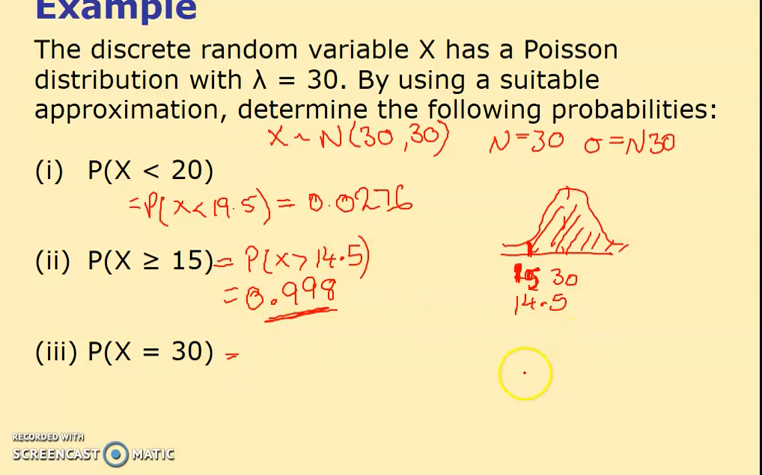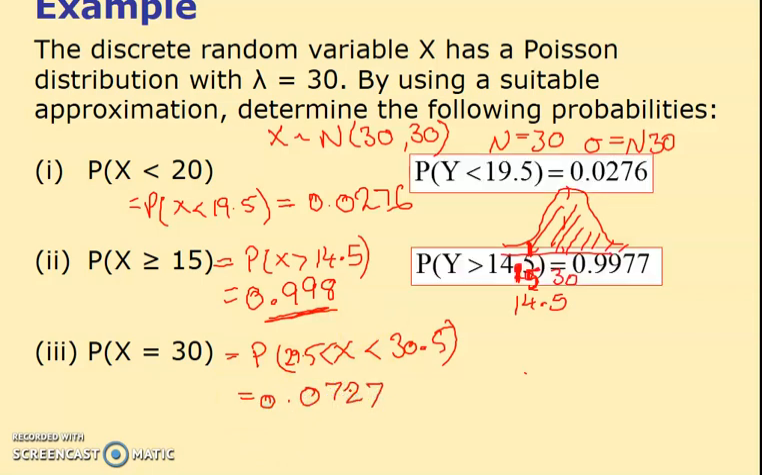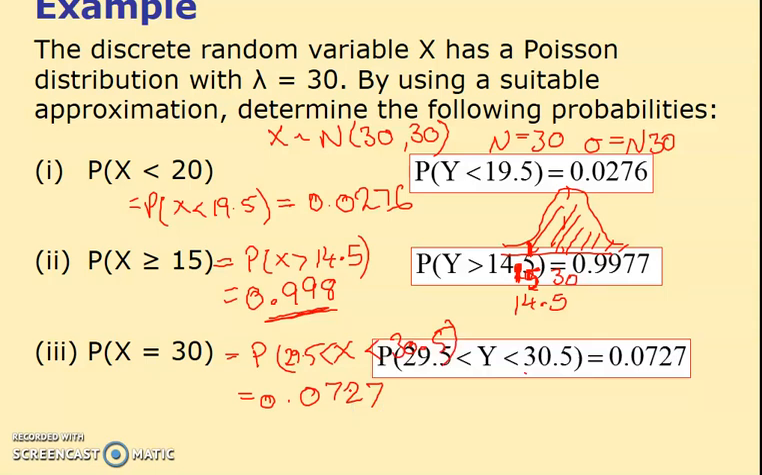And again, this equal to 30. We've seen the trick here now. We basically are going to do X between 30.5 and 29.5. A little bit more and a little bit less. So if I do that, 29.5, there's the lower, 30.5 is the upper. And I get for this one 0.0727. And it even works.